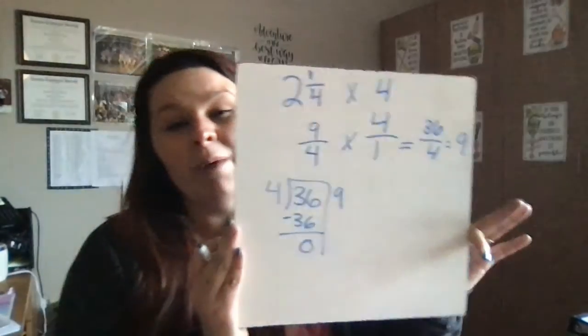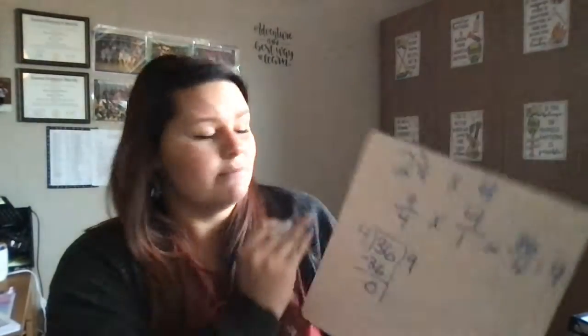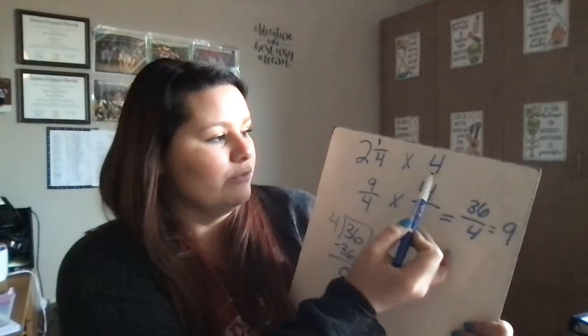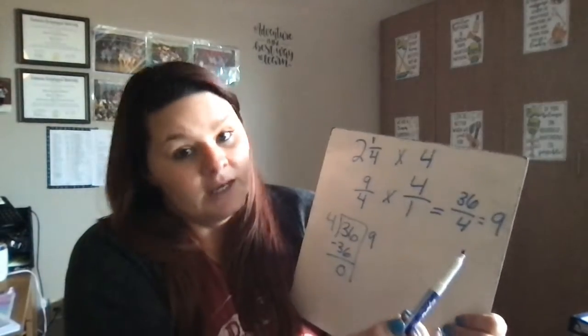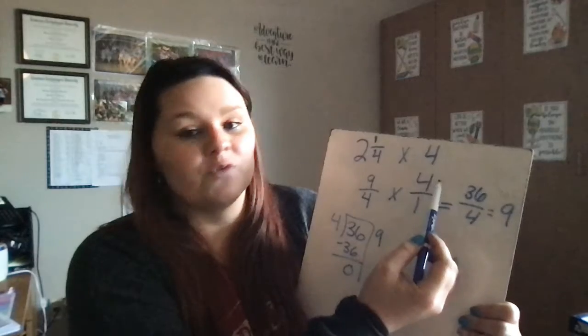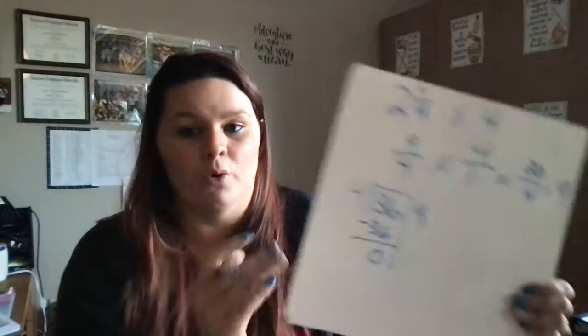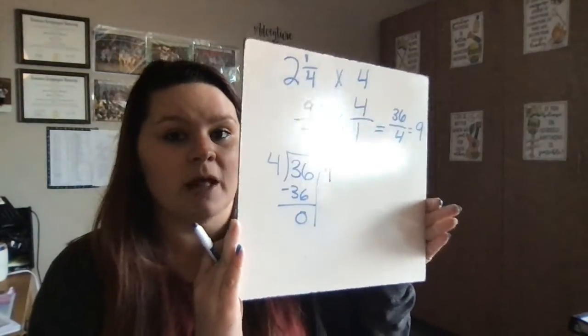And so let's go back and think, does that make sense? Does it make sense that 2 1/4 times 4 is 9? It does, because we know 2 times 4 is 8, and this is just a little bit more than that. So that's how you multiply a mixed number times a whole number. Now I'm going to show you how to multiply a mixed number times a fraction.